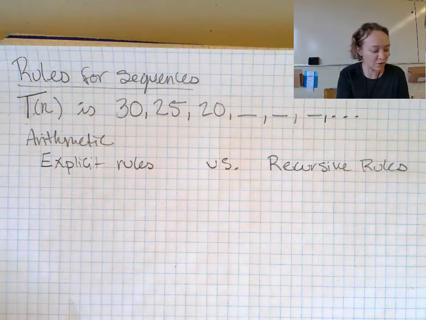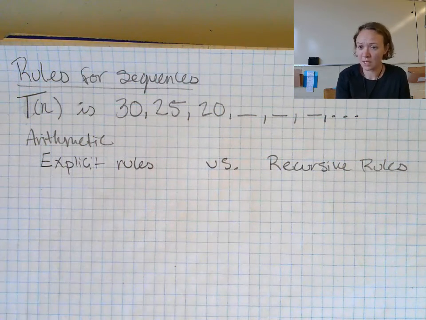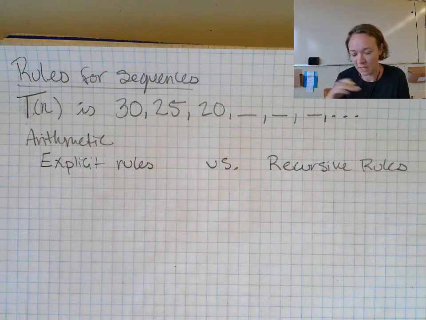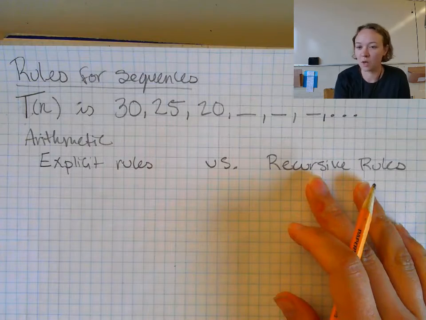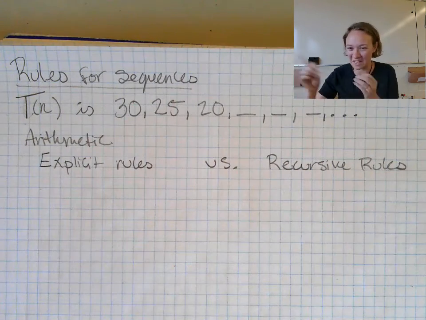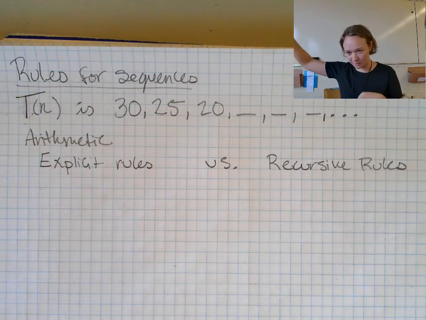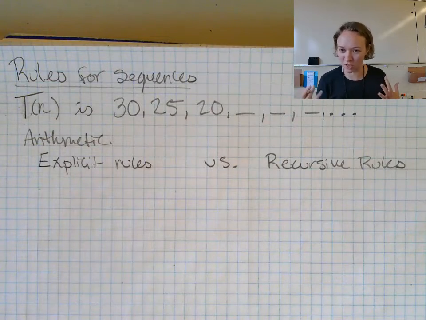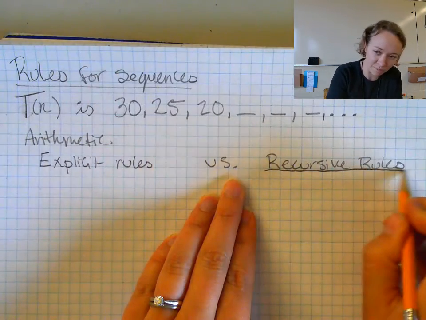Now, explicit rules are the type that you're used to. It's where if I give you this rule and I tell you what's the 100th term, you could just plug in 100 and figure out what the term is. A recursive rule is one where it just tells you how it grows, but it depends on itself as it goes. So it's not as useful for finding something really far away, but it can help you if it's a tricky situation where you don't know another way to write it. So let's actually start with the recursive rule for this one.